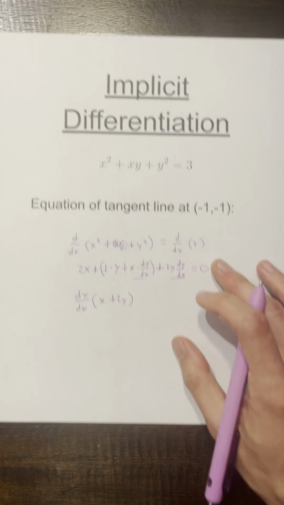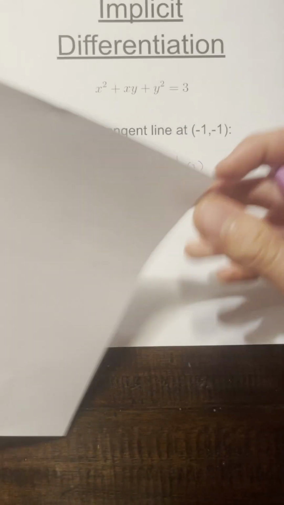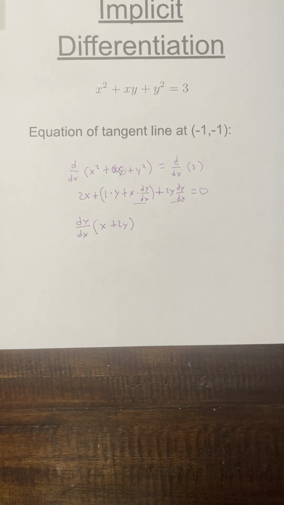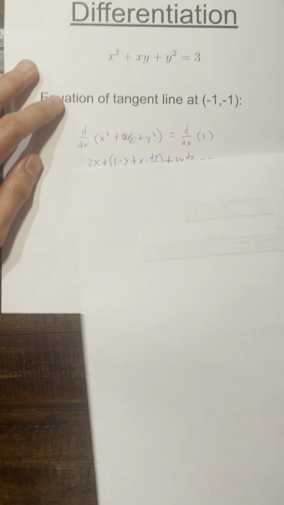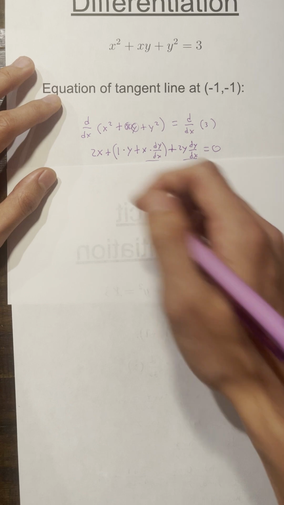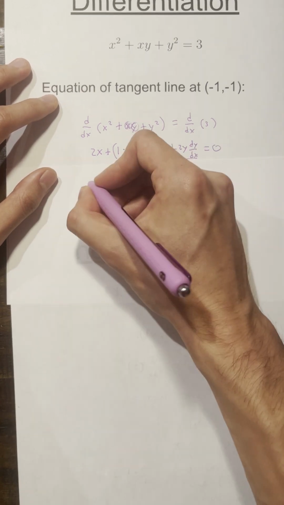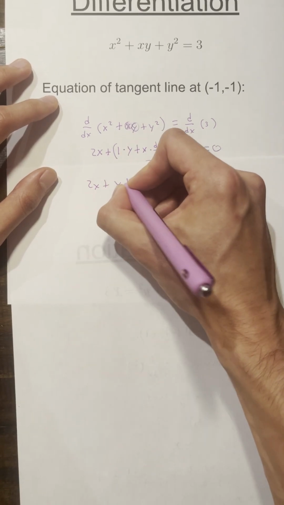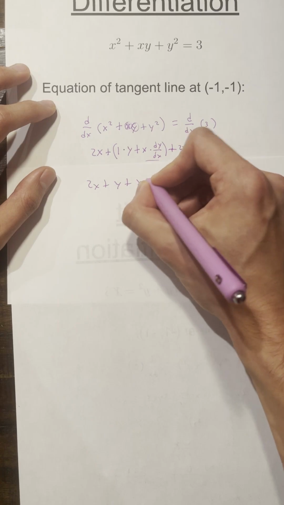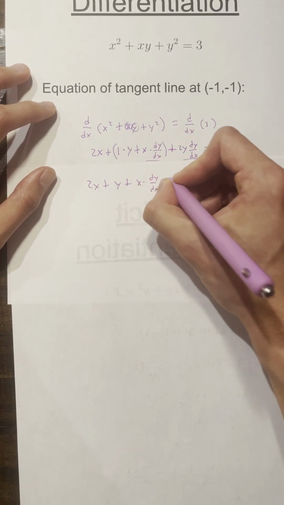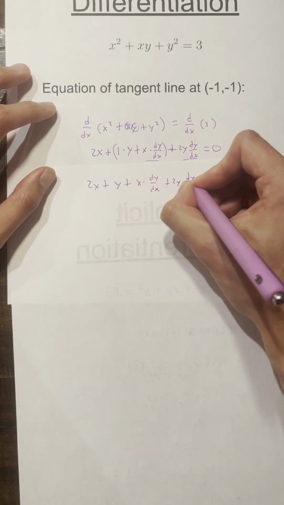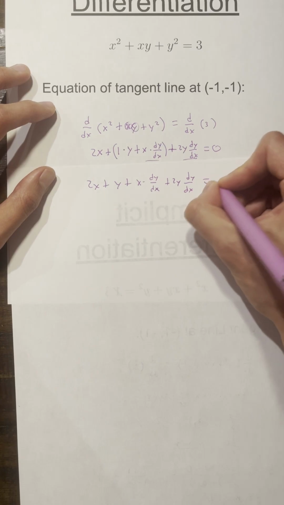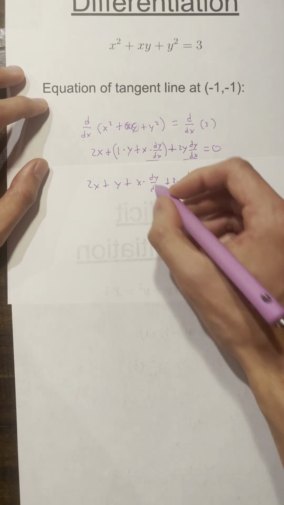Actually, let's get this sheet out again. Another sheet. Yeah. Okay, so this is the same thing as 2x plus y plus x times dy dx plus 2y times dy dx equals 0. And then I factor this out.